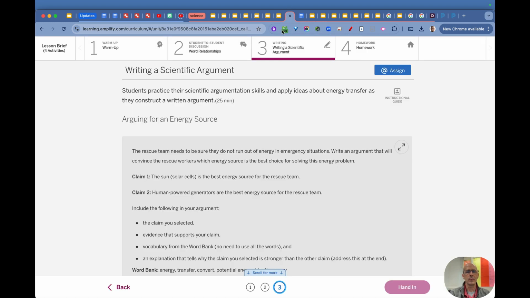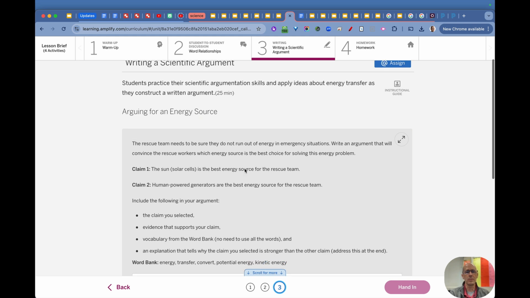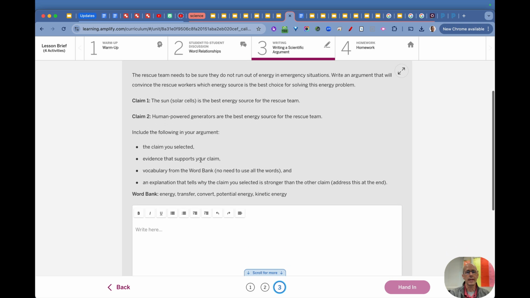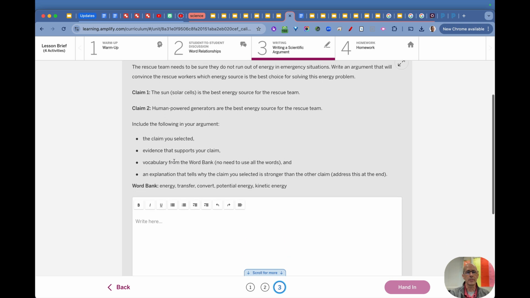The writing activity was lesson 2.3.3, writing a scientific argument. Students had to argue for an energy source. The rescue team needs to be sure they do not run out of energy in emergency situations. Write an argument that will convince the rescue workers which energy source is the best choice for solving this energy problem. They could either choose claim 1 or claim 2. And these were the requirements for their argument.